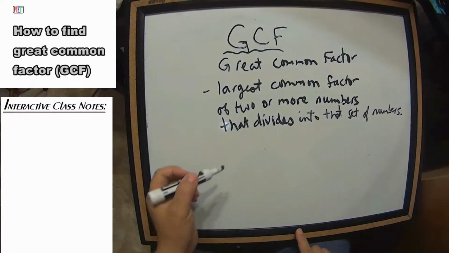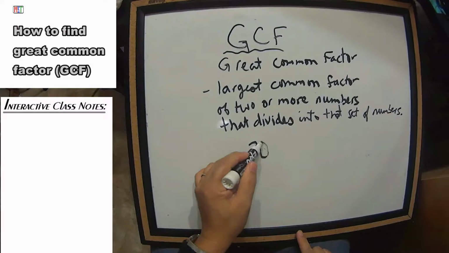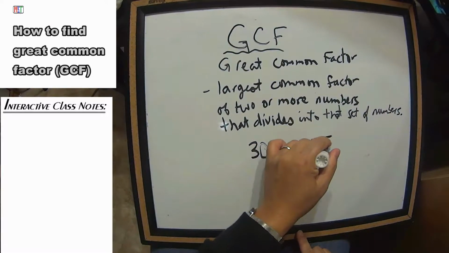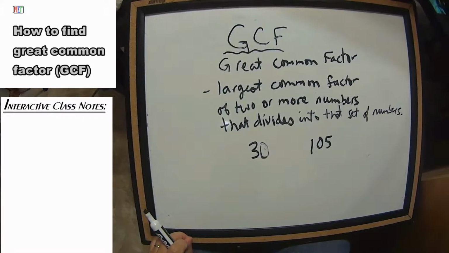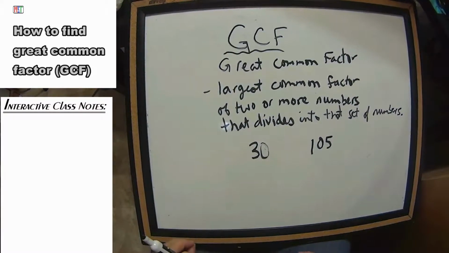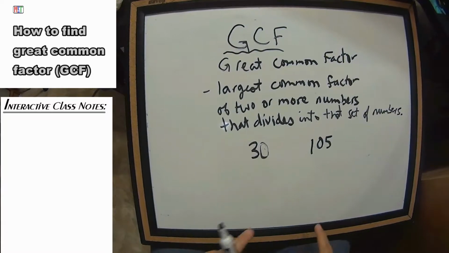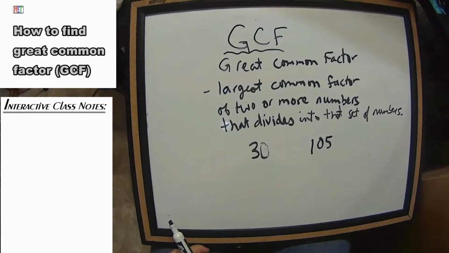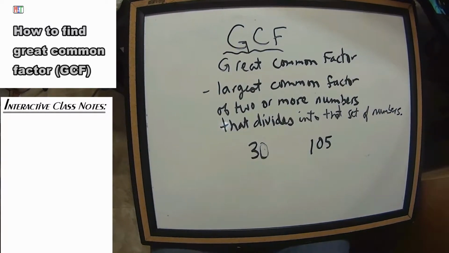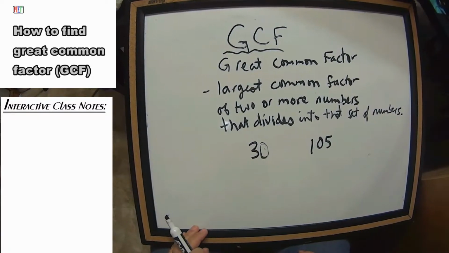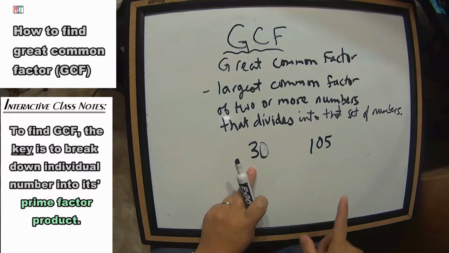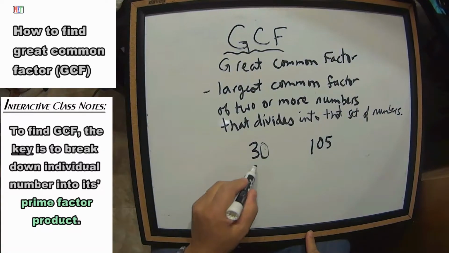For example, let's say you have these two numbers, 30 and 105. And I asked you to find the greatest common factor for these two numbers. What are you looking for? Well, basically you're looking for a factor that can divide into these two numbers, but it's the largest number that can divide into them. Okay? So to do that, the steps to find the greatest common factor is to divide each number into its prime factors.